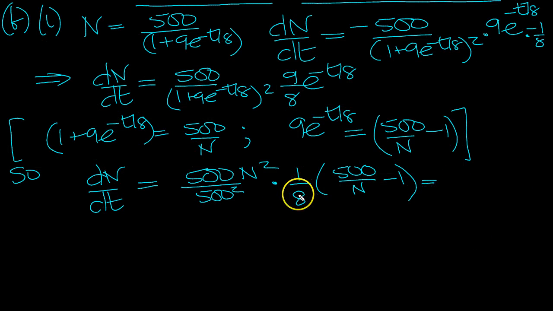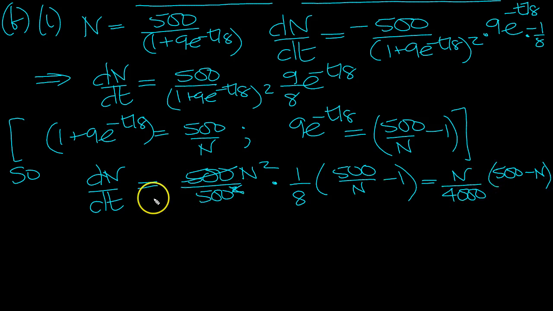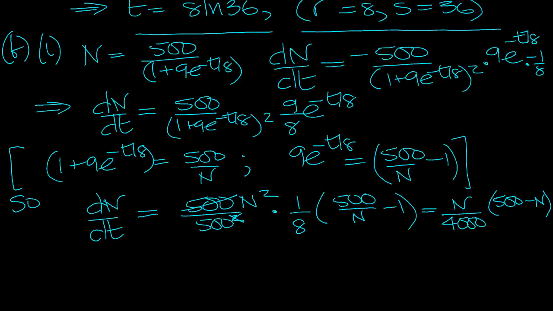So what does that equal? 500, one of them cancels. 8 times 500 is 4,000. We'll take one of the n's and leave it there. n over 4,000, and take the other n and run it through the bracket. The n's will cancel to leave 500 minus n. So we've got a quadratic in n for dn dt. So that was b part 1, and we've obtained that equation.